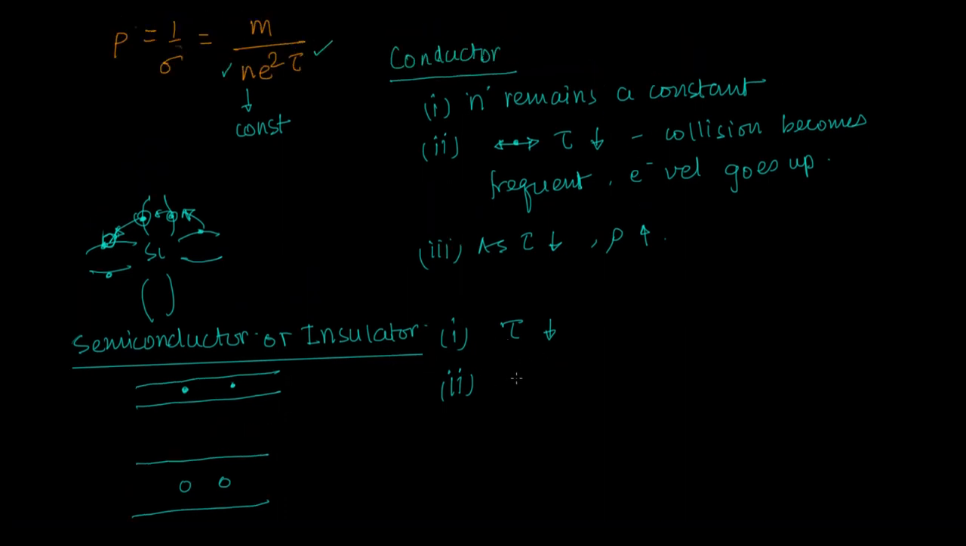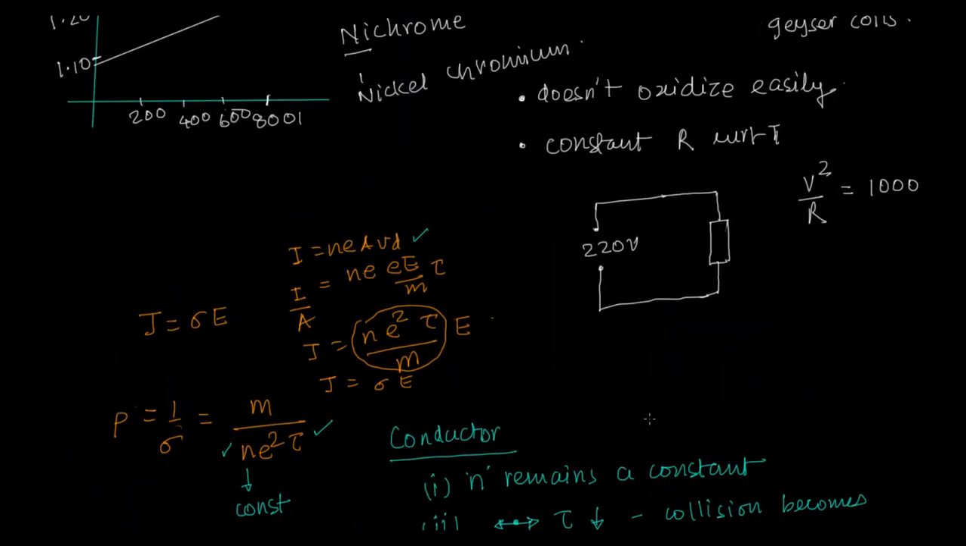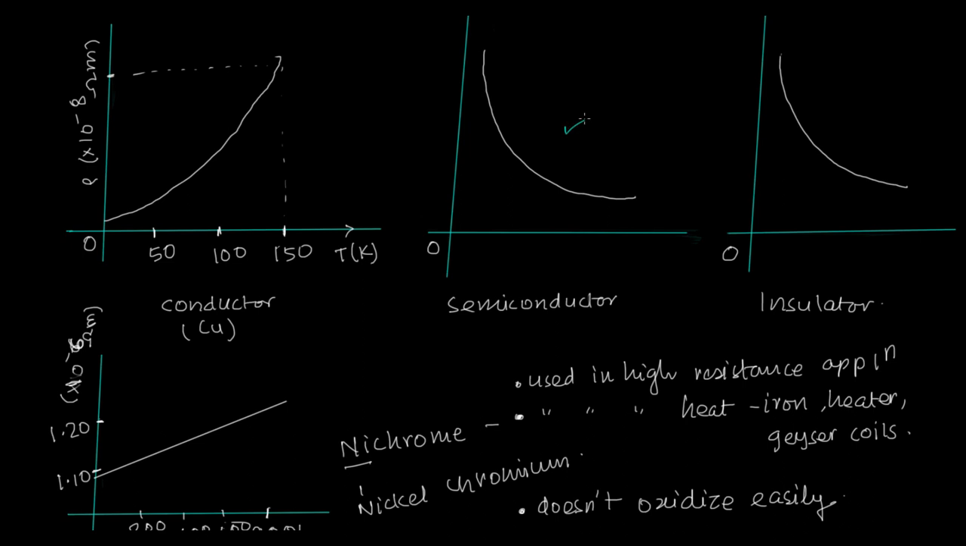So though tau goes down, N increases a lot. If, say, tau decreases by 10% and N increases by 30%, what happens? There is a net decrease in the resistivity. Hence you get something like this. This is what happens.